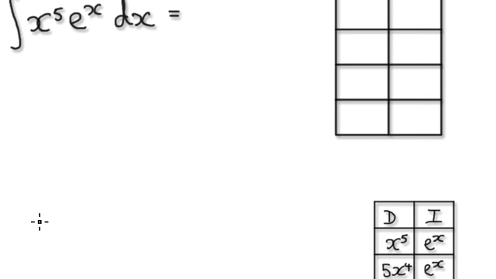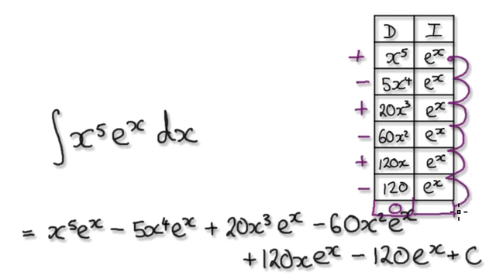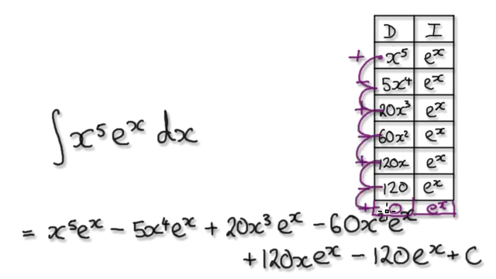Okay, so to do this, if you create your table, it would give you this. So now looking at this, remember it's positive, negative, positive, negative, positive, negative. And if you want to, you can extend this to 0 here, and then here you integrate, and then this bit here will be e to the x, and then this bit here you're differentiating, it will give you 0. Well, you can extend this to 0 if you want to.